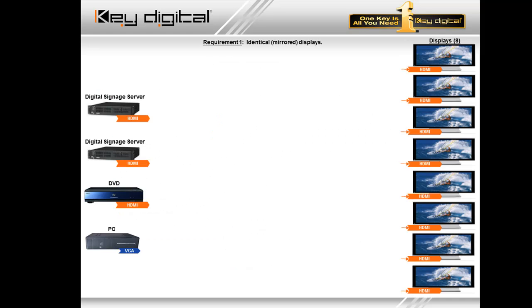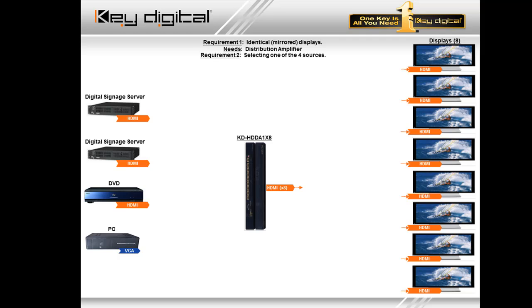Let's go ahead and take a look in closer depth here. Requirement number 1, identical mirrored displays. We know there's going to be a distribution amplifier in this system. We have the perfect fit for your 8 display system, which is the KD-HDDA 1x8. Requirement number 2, selecting one of the 4 sources. Well, that's going to require a switcher, a simple 4x1 HDMI switcher. Our model number KD-HDSW 4x1, again, an ideal fit. Our 3 HDMI sources are going to feed right in there.